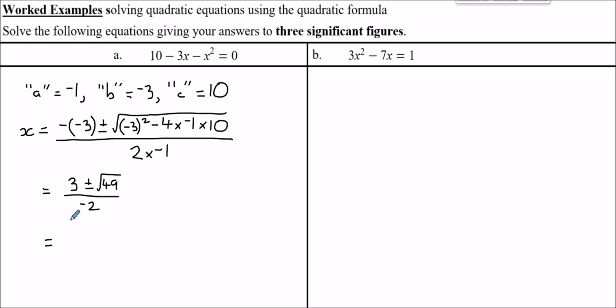Okay, so obviously 49 is a square number, and so if we square root that, we're going to get 7. And so either x is 3 minus 7, which is minus 4. Minus 4 divided by minus 2 is 2. Or it could be that we've got 3 plus 7, which is 10, divided by minus 2, which is minus 5. So those are the two solutions for that.